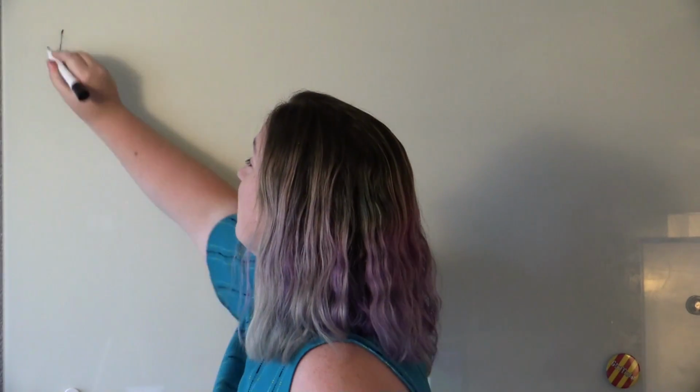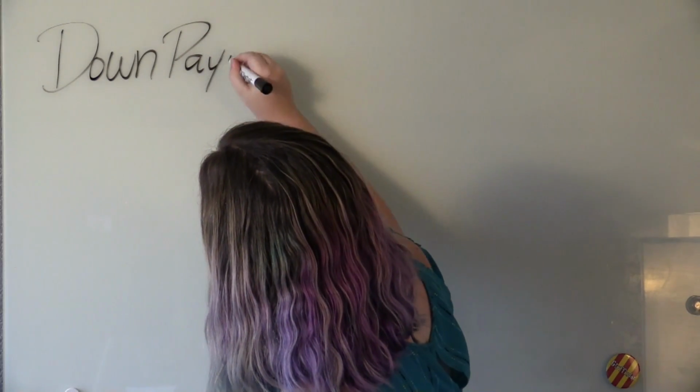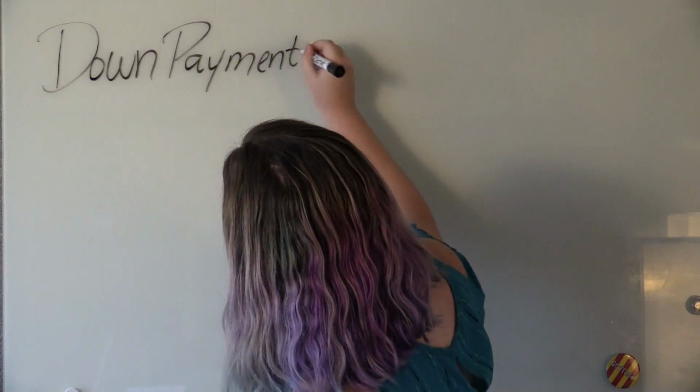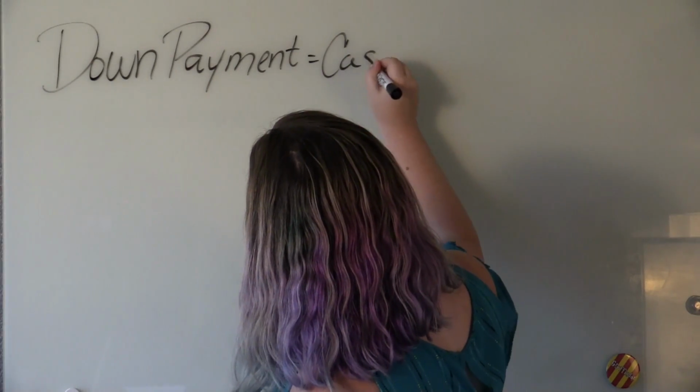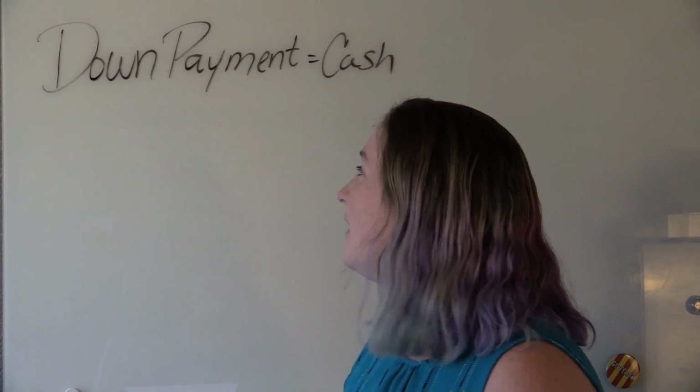Today's episode is going to be short and sweet. We're going to explain some of the differences between closing costs and down payment because they are two very different things. Down payment is the cash amount that you are wanting to put down towards the home purchase. That is all that it is. So it is very different from closing costs. So down payment equals cash. You can put any percent down.